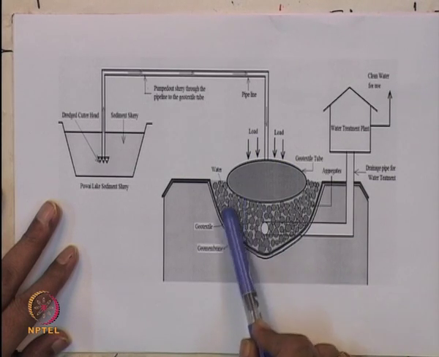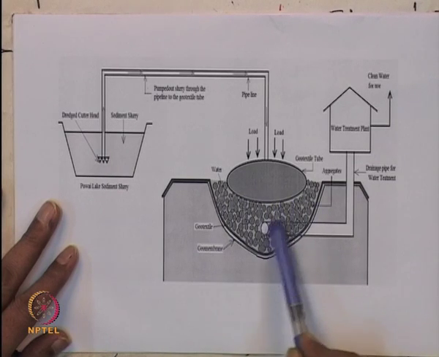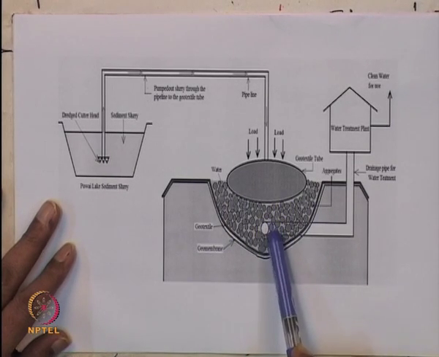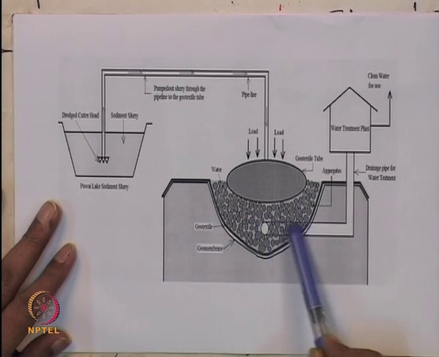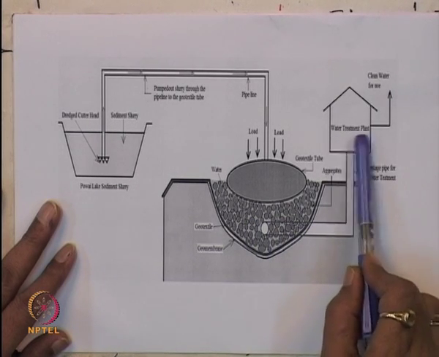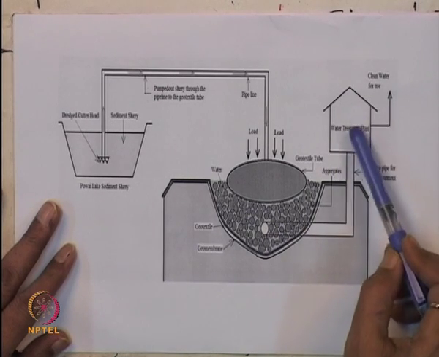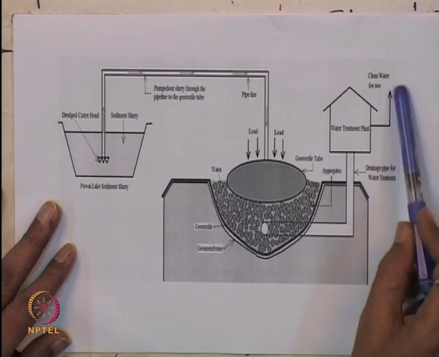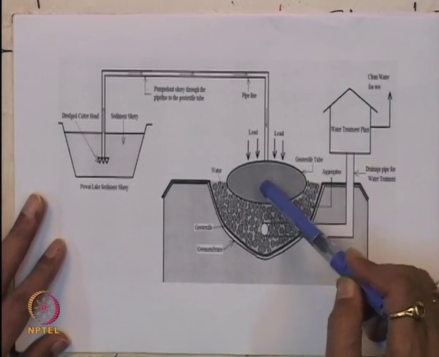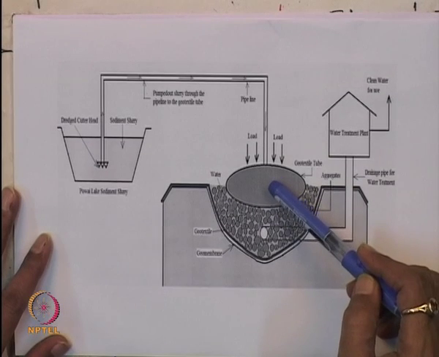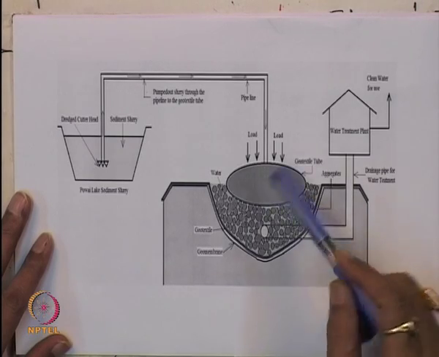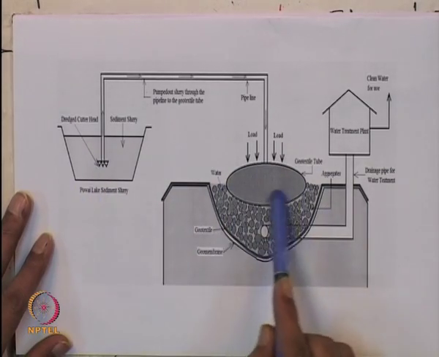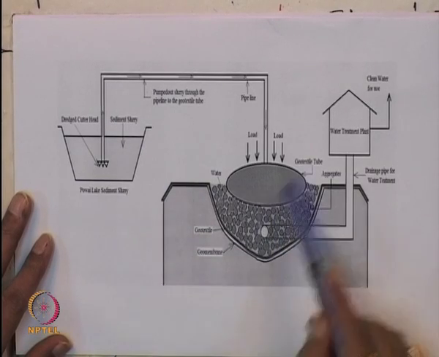What will happen? The water will exit from the geotextile tube, and this water will go to a drainage pipe here for water treatment. So he can send it to the water treatment plant. After processing, he can have clean water for use. This kind of system is very simple. Even then he can construct an embankment using this geotextile tube in the Powai Lake surroundings.